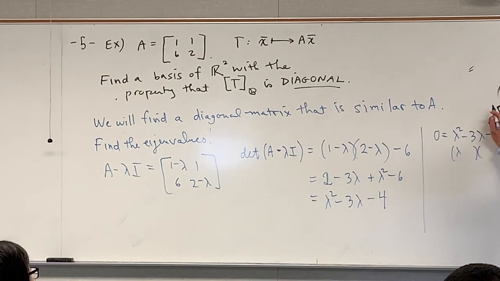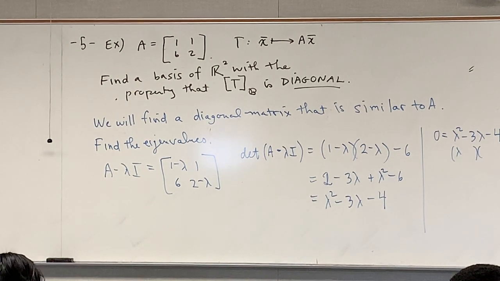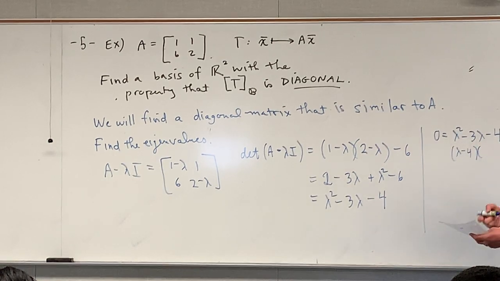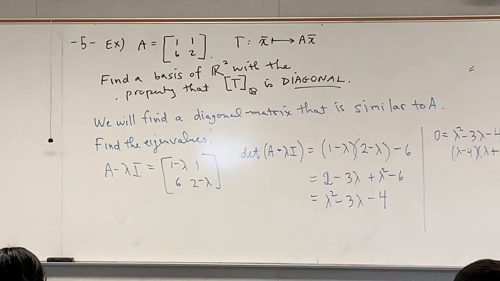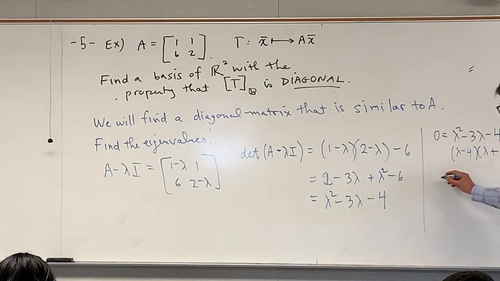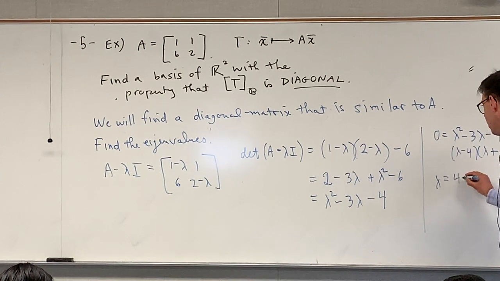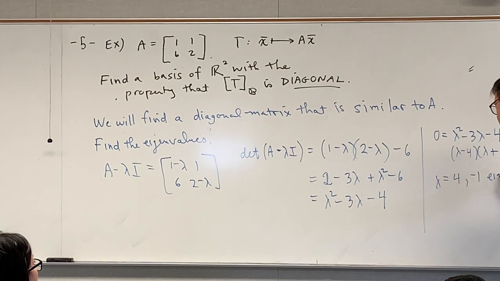Oh, I almost did it. I would have got partial credit. And so we got lambda minus 4. And it's written right here on my sheet, if I would just look at my piece of paper. Lambda minus 4 times lambda plus 1. So lambda equals 4 and negative 1 are the eigenvalues.